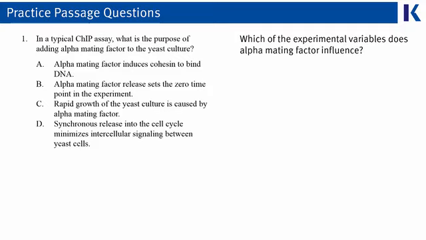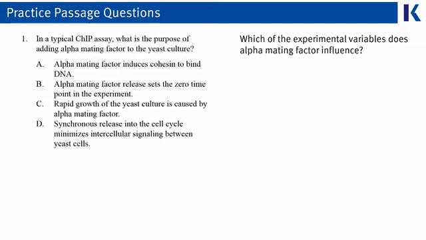Instead of looking at this question and thinking, well, this is really about a specific detail, think about how alpha mating factor relates back to big picture principles like the independent and dependent variables. In fact, take a second right now, go back to the passage, find alpha mating factor, and think about whether alpha mating factor is correlated to the independent variable or the dependent variable.